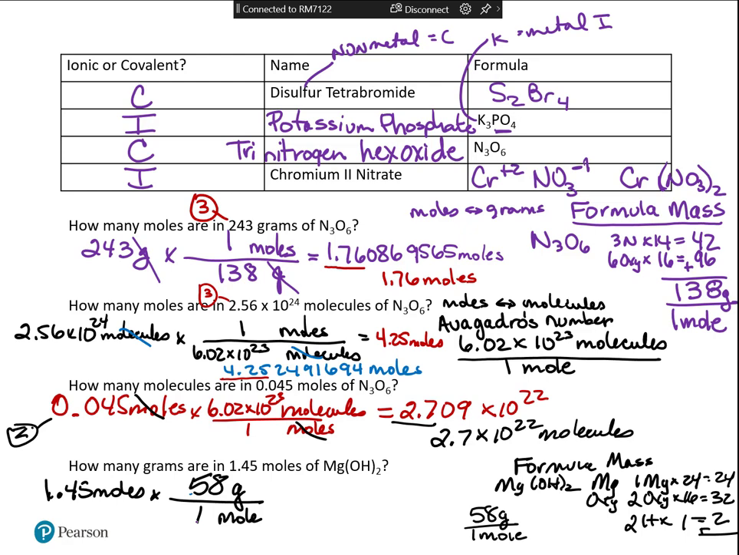1.45 times 58 gives me 84.1 grams. Everybody got that? Check your math, or actually check my math. How many significant figures in my question? 3. How many in my answer? I'm done. That one I don't have to round because the significant figures are already right.